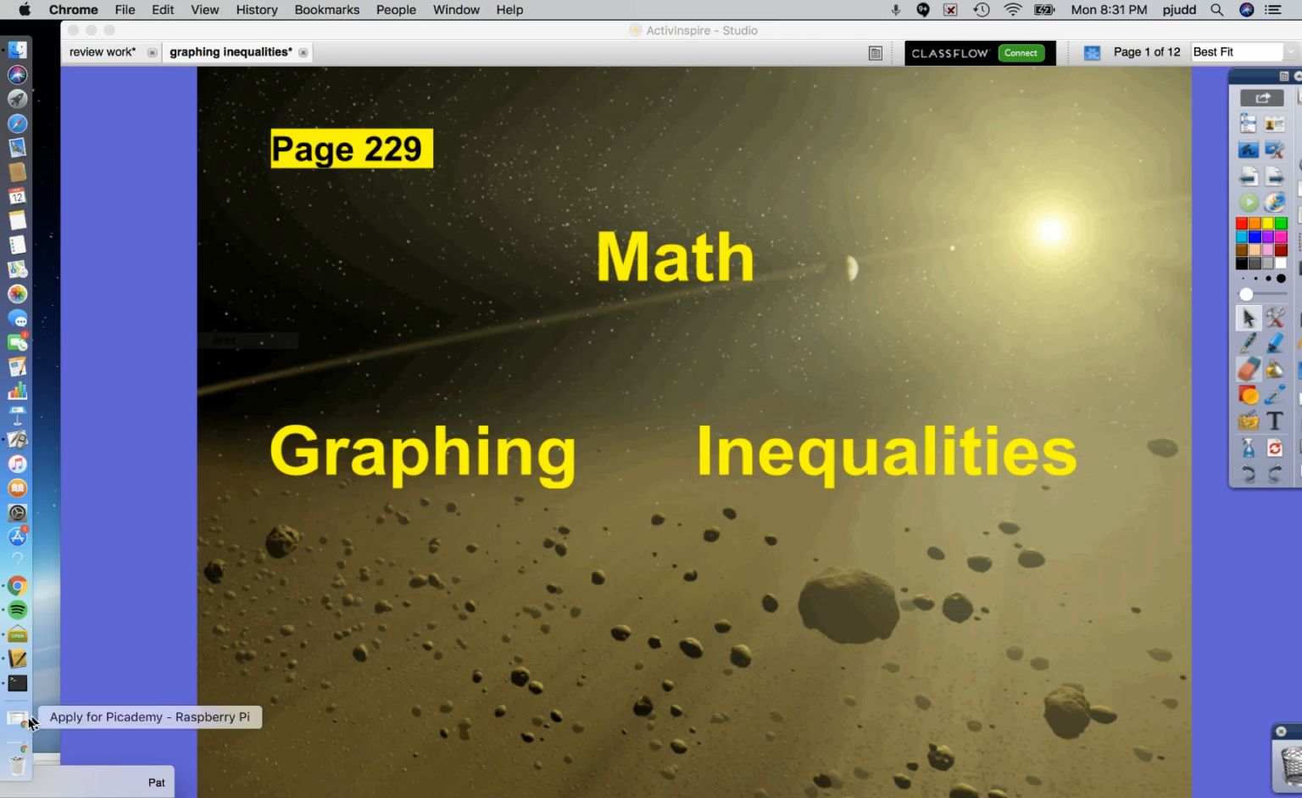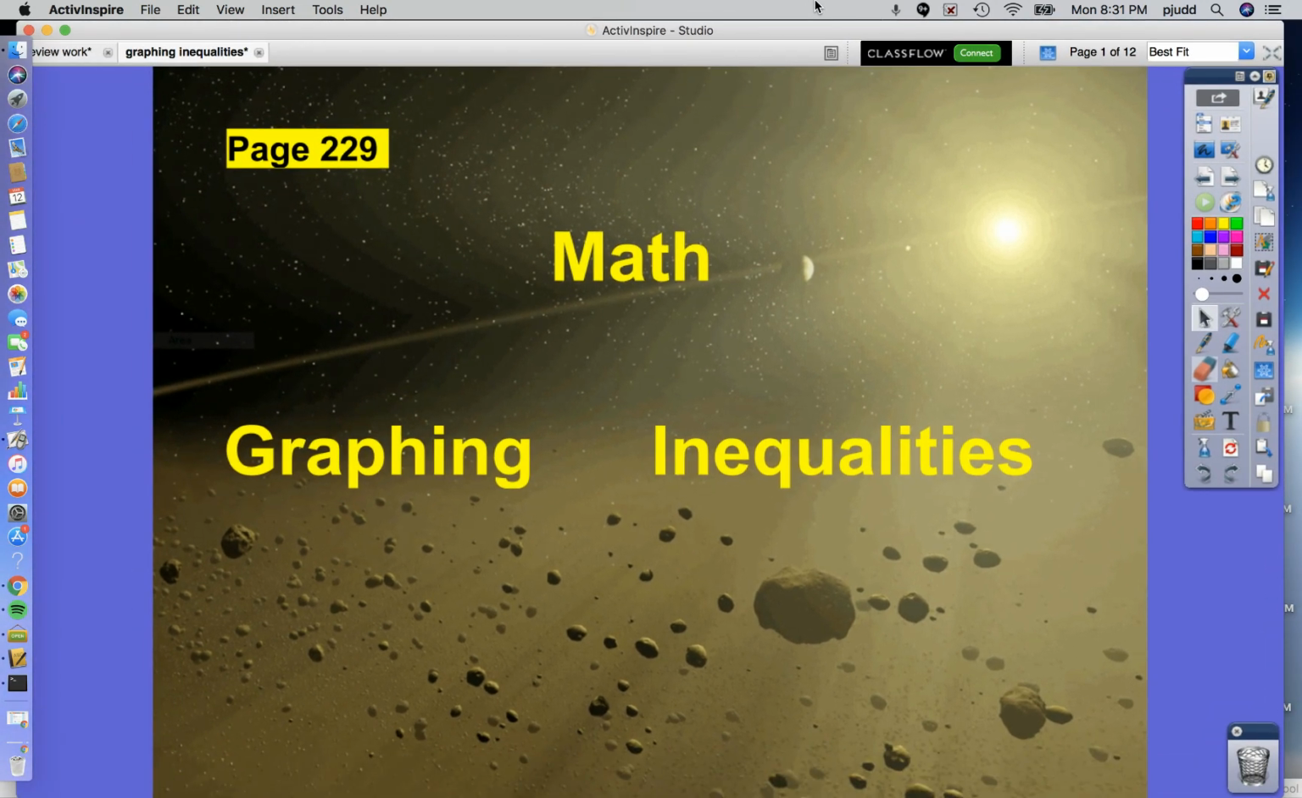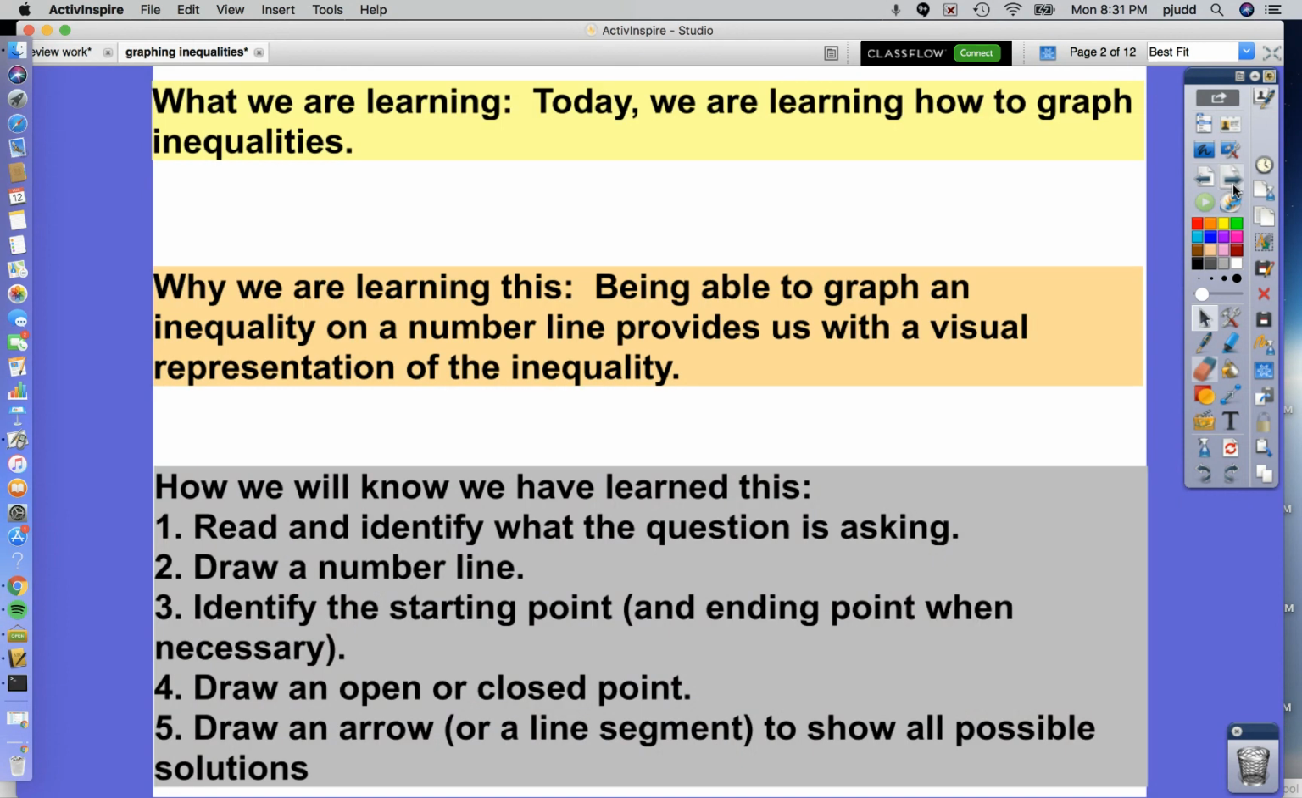Good morning. This is the math lesson that you're going to have for Thursday. We're going to be looking at graphing inequalities. Today we're learning how to graph inequalities. Graphing an inequality provides you with a visual representation, and it makes it clearer to see.